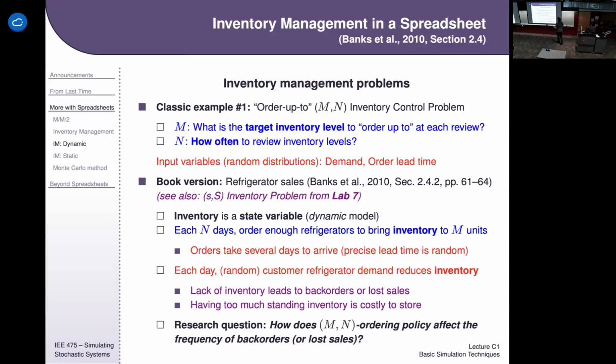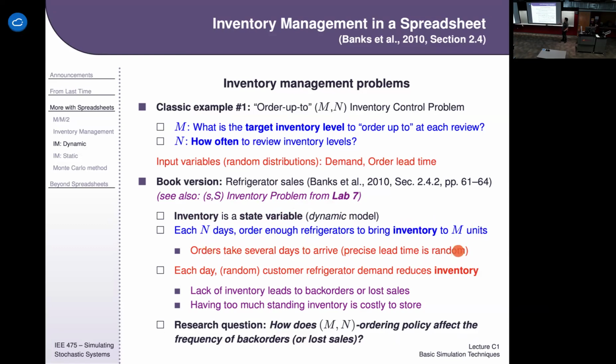All right, so in the book version of the order-up-to problem, they model refrigerator sales. And then later in lab 7, there is a little s, big S inventory problem that is very closely related to the M, N inventory problem. So we'll see this again. In their model, inventory is a state variable. So how many refrigerators are in your inventory is your state variable. Every N days, they order enough refrigerators to bring it back up to M units.